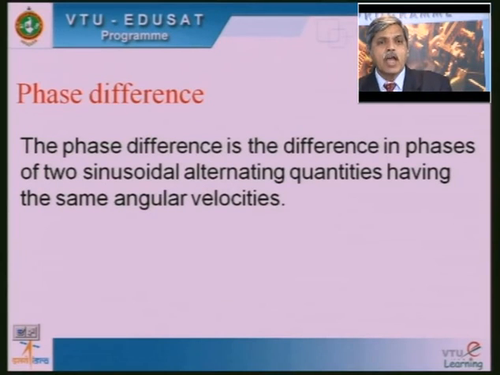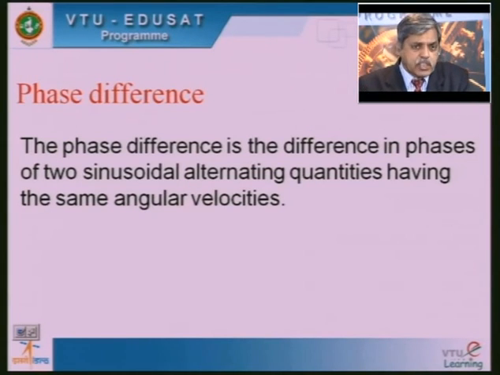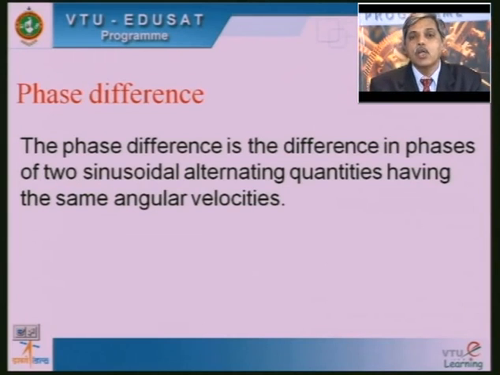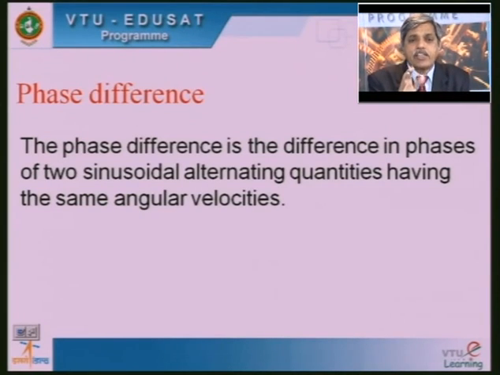Phase difference: to explain the phase difference, there should be two sinusoidal alternating quantities having the same angular velocity, and of course the same frequency also. Otherwise I do not get the same angular velocities. If the angular velocities are not equal, it is not possible for the two different sinusoidal alternating quantities to have the same frequency. I always express the phase difference between the phases of two sinusoidal alternating quantities.